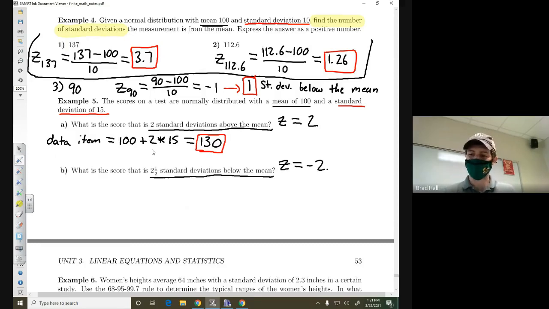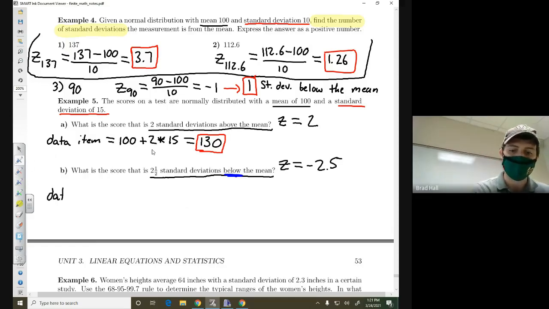So I was wanting someone to say the positive version to just let everyone know that we have to negate it because we are below the mean. So notice standard deviation is not a negative value, but standard deviation combined with the phrase below comes together as a z-score that is negative. The standard deviation tells us the magnitude. So we're looking for the data item that is 2.5 standard deviations below the mean. It doesn't make sense to say negative 2.5 standard deviations.